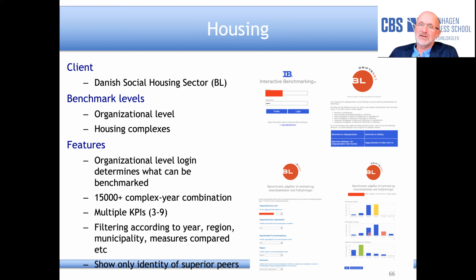In this case, the idea was to develop a feature where you can see the housing complexes that are doing better than you, but you can't see those that are doing worse than you, because we didn't want to scapegoat any of them. So that was the idea of this project, which is still running actually.